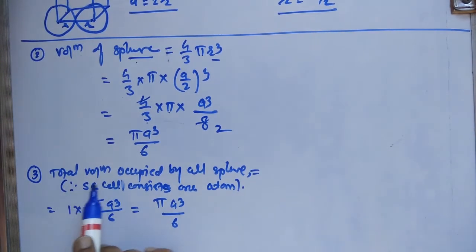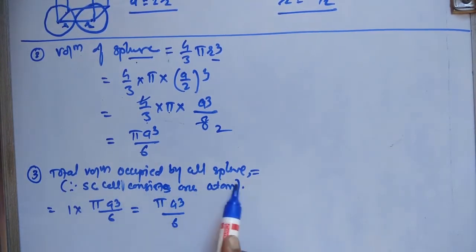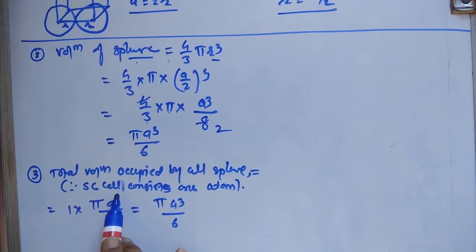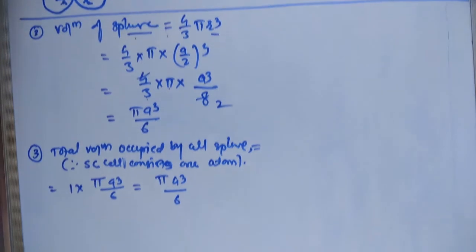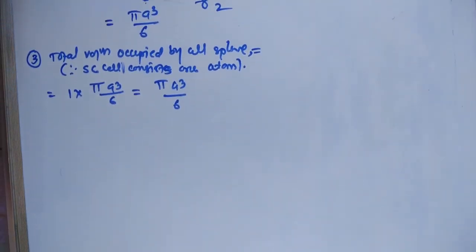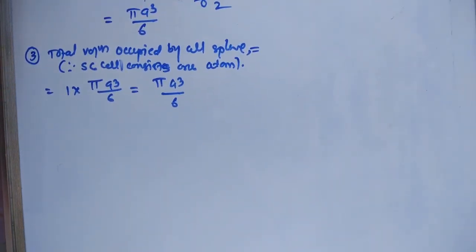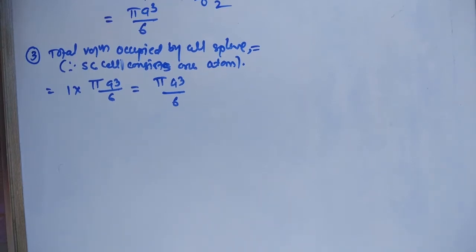As you know, the total volume occupied by all spheres means the spheres present in the simple cubic unit cell. Now the simple cubic unit cell consists of one atom only, that's why 1 into this is equal to pi into a cube divided by 6. So this is the volume occupied by the one sphere which is present in the simple cubic unit cell. Now finally we can find out the packing efficiency.